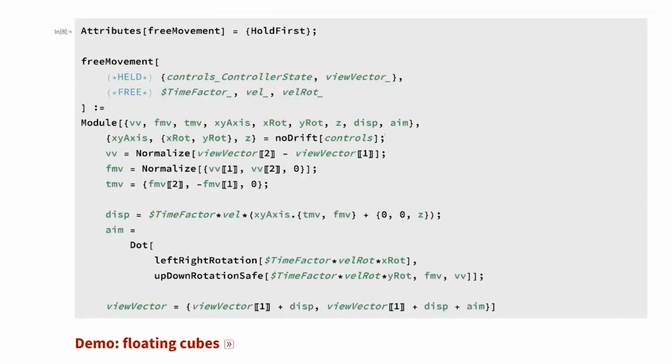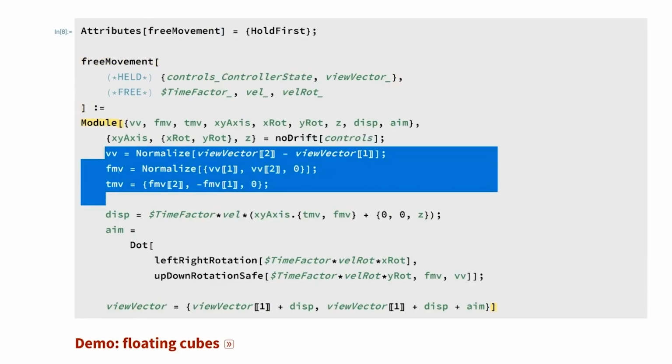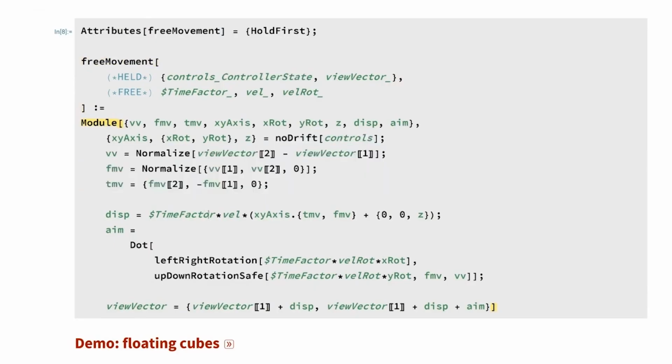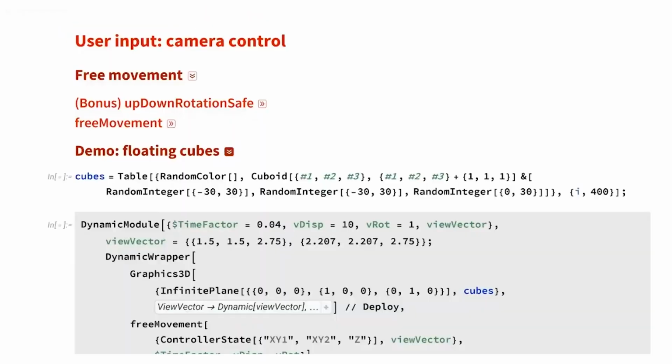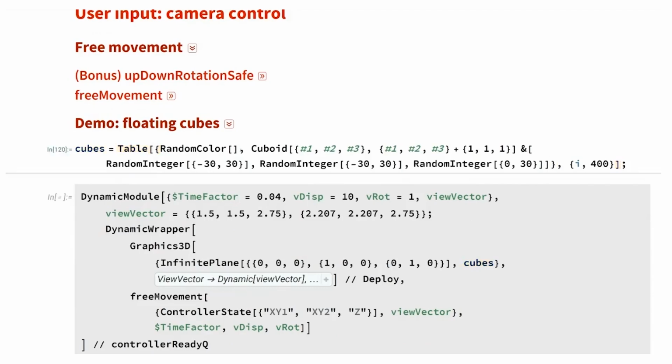This is actually everything we've seen in the previous slides. We get our controller state coming in. We are cutting off any drifting of the joysticks. We have our view vector, forward motion, transverse motion. But the only addition here is now we're taking the input from the controller, adding some velocity and time factor to it, which gives us a displacement. And our aim is just 2 rotations, one after each other. But this is everything we've already seen before, just put into a single function that we can now use.